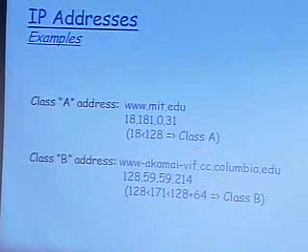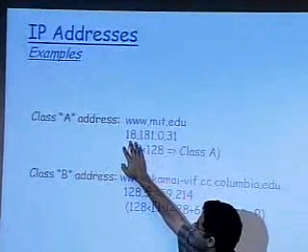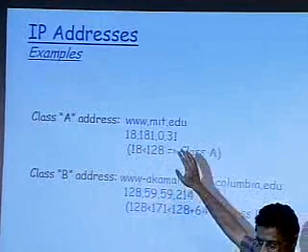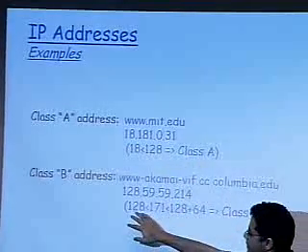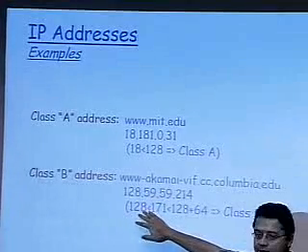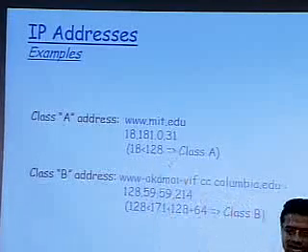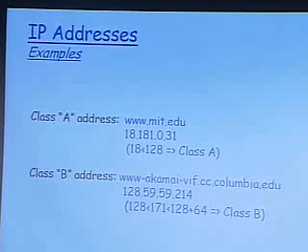Yeah, so every class A address will have the first of the dotted quad numbers less than 128, just from those bit assignments. Every class B address will have the first dotted quad number between 128 and 192. So just by looking at this address, you can figure out whether this machine belongs to a class A network or a class B network or a class C network.